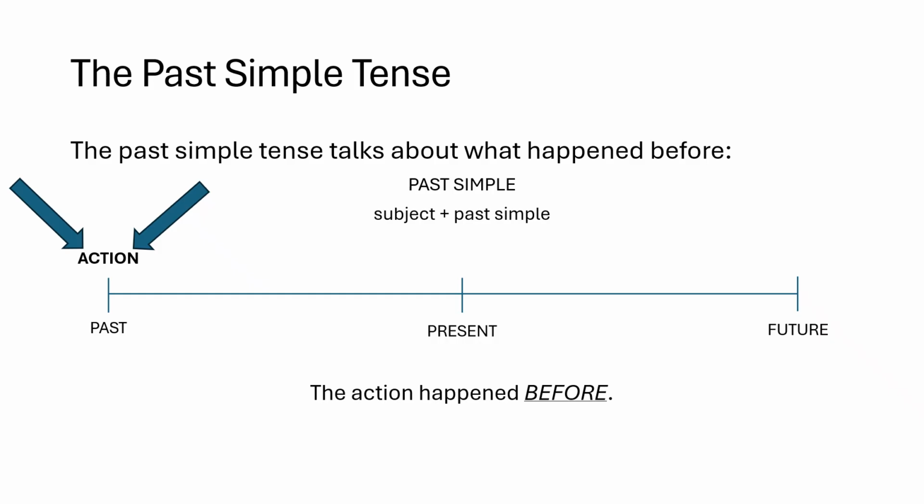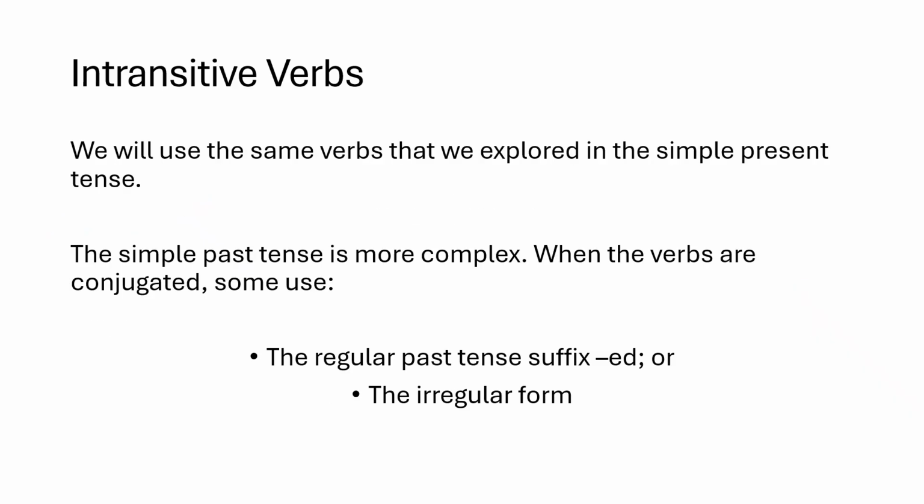This diagram shows what the simple past tense looks like. The action happened in the past. Before, not now, which is in the present, and not later, which is in the future. Before, the action happened in the past. We will use the same verbs that we explored in the simple present tense. The simple past tense is more complex.